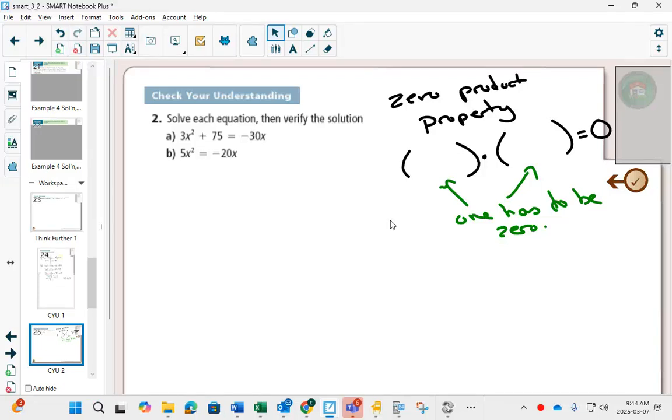Zero product property is very important because it allows us to solve things that might not otherwise have been solvable, or not easily solvable. Because right now, if we would start guessing and checking in part A, 3 times a number squared plus 75 happens to be negative 30 times a number, it could take us quite a bit of time to figure that out. Just guessing and checking.